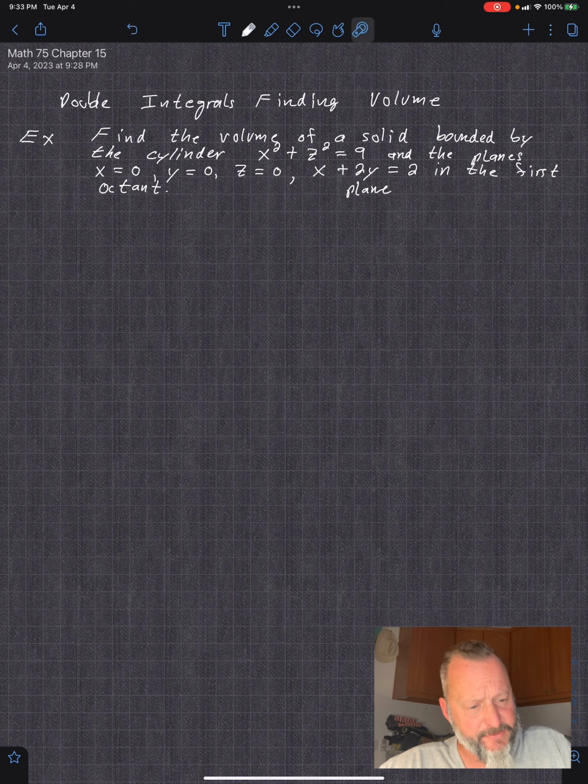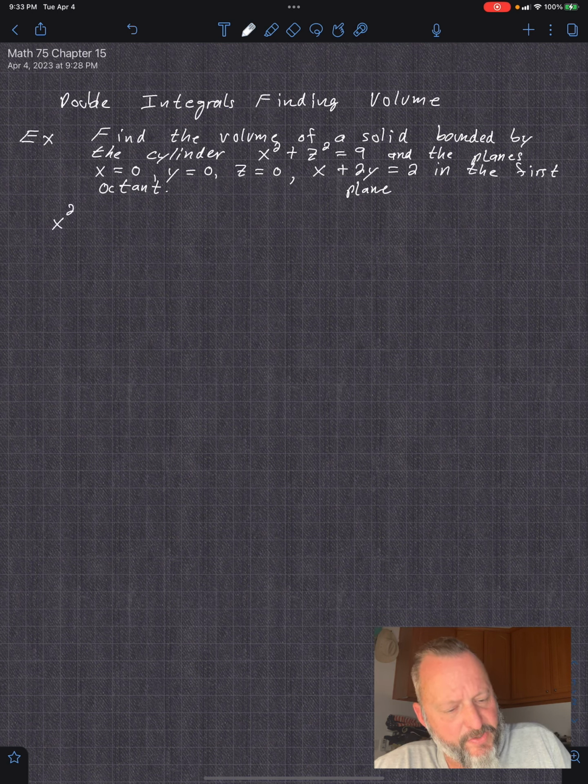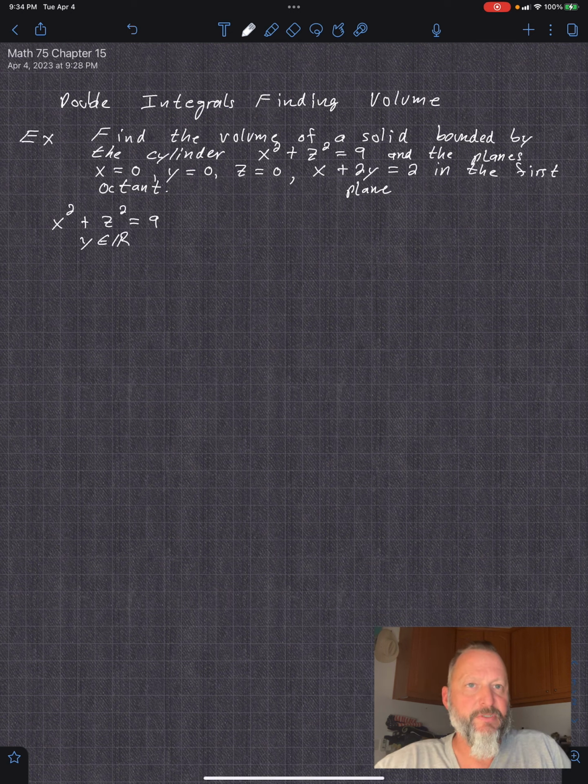So the cylinder itself, you can see here that it is along the y-axis, right? So when you have that, let me rewrite it over here. So when you have x squared plus z squared equal to 9, it's implied that y is arbitrary, so it's going to go on forever, and then cut off by the given information. And so it's along the y-axis. So let's draw the picture.